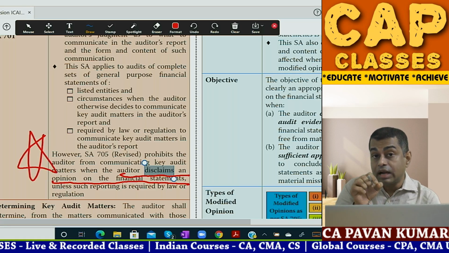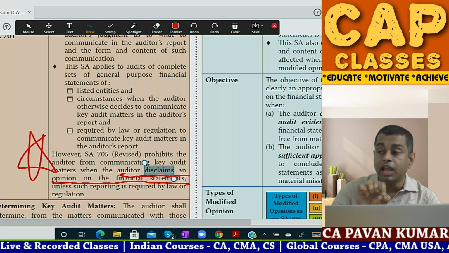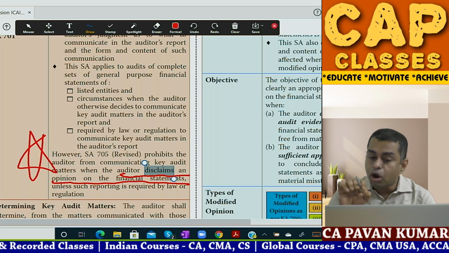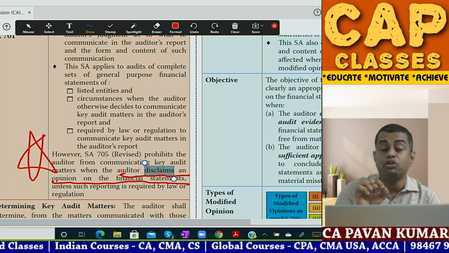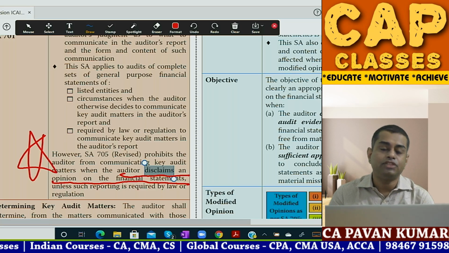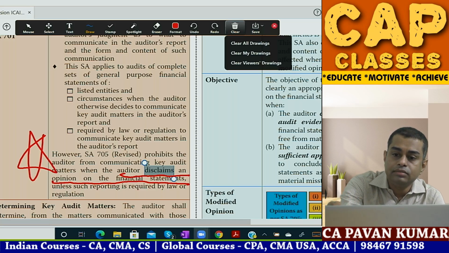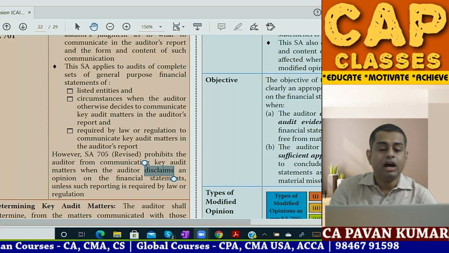Under what circumstances should CAM not be given? A, clean report. B, modified report. C, qualified report, adverse report. D, disclaimer of opinion. Very important MCQ. You understand? Shall we go to the next part?